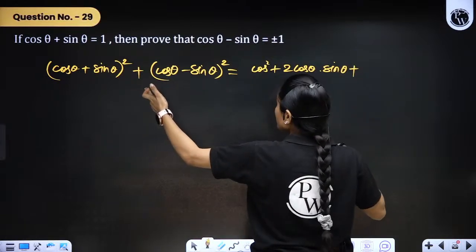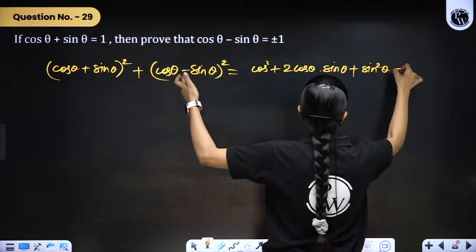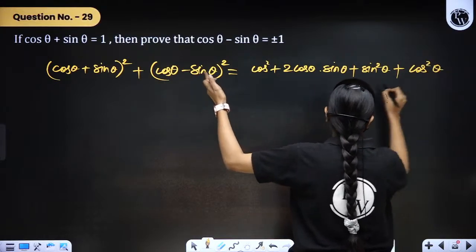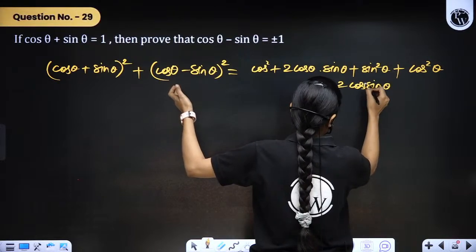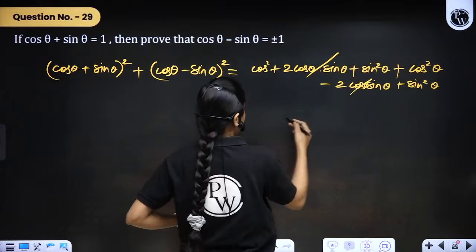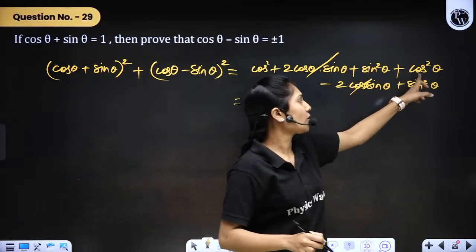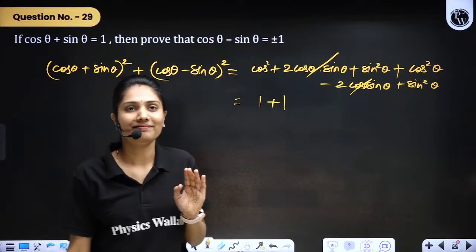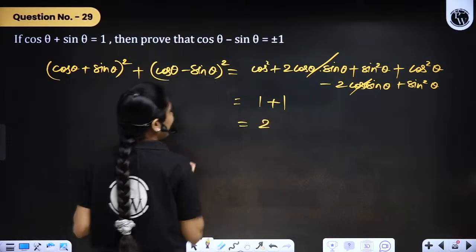cos square theta plus 2 cos theta sin theta plus sin square theta, plus cos square theta minus 2 cos theta sin theta plus sin square theta. So this plus and minus term will get cancelled. Cos square theta plus sin square theta is 1, cos square theta plus sin square theta is 1. So 1 plus 1 is 2, that we got on the right hand side.